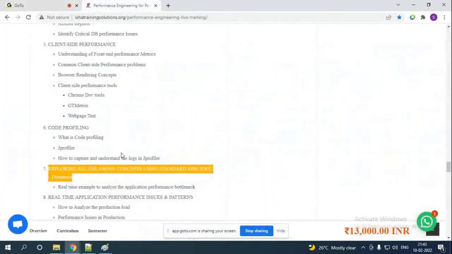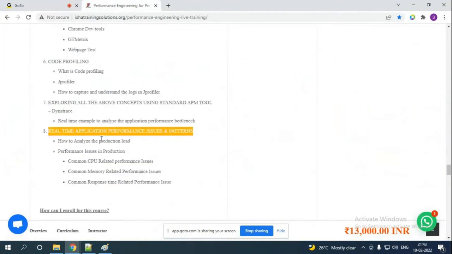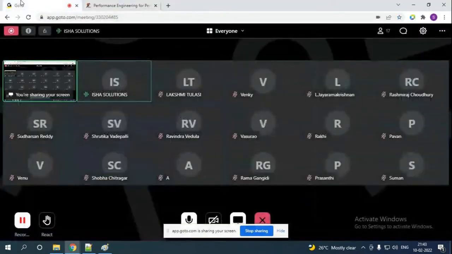Finally, we are going to learn how to analyze your production logs, and what the usual CPU related, memory related, and response time related problems are that come up. All these we are going to learn as part of this course content. As I mentioned, I told you a few interview questions. Section by section we are going to learn real world examples with practical learning. All artifacts we are going to share through Google Drive. That is how our learning would be.